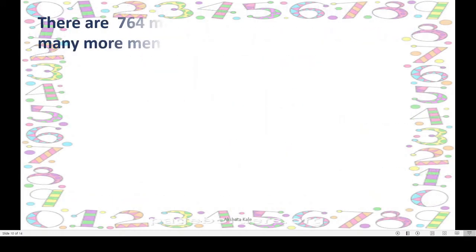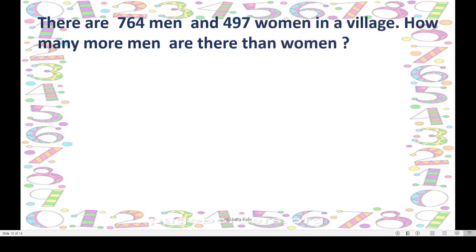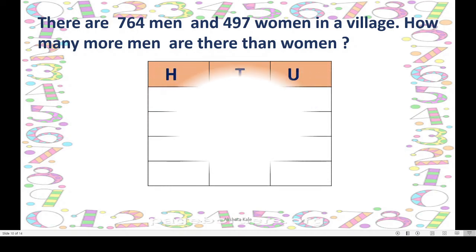Next, there are 764 men and 497 women in a village. A village is there. In that, men and women are there. Their numbers are given. Here we have to find out how many more men are there than women. Yes, you can see the number 764, that is men, and 497. Less women are there in that village. So we will find out how many more men are there in that village.